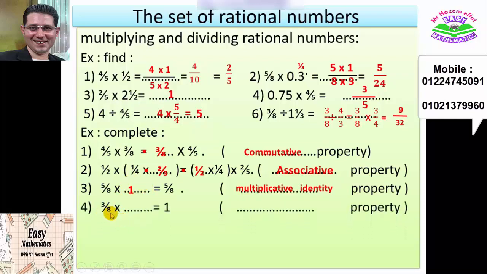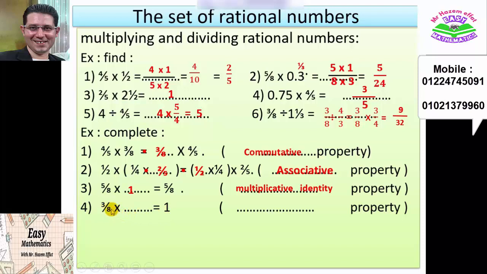Number 4, he gave me here 3 over 8 multiplied by what equal 1. And what about the name of this property? To find the missing number here, because he gave me here 1, we must put the reciprocal of 3 over 8 to get 1.